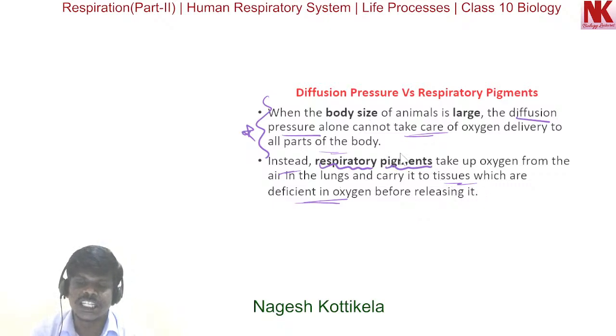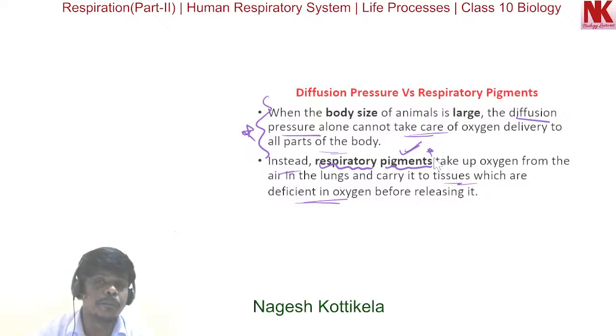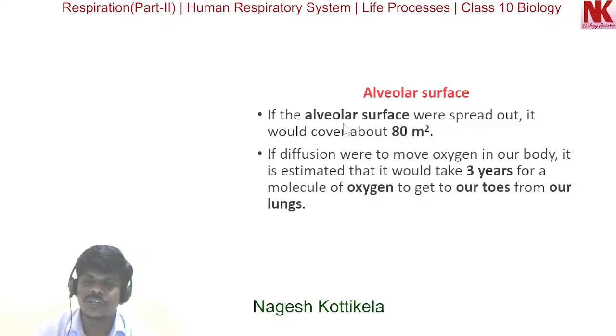So the respiratory pigments play an important role of transporting oxygen to all cells in the body. When there is a large body size, respiratory pigments play an important role. But in simple organisms, unicellular organisms or simple multicellular organisms, diffusion is sufficient for gas exchange. But in complex multicellular animals, it is not sufficient. Respiratory pigments play a very important role. Now the continuation part.